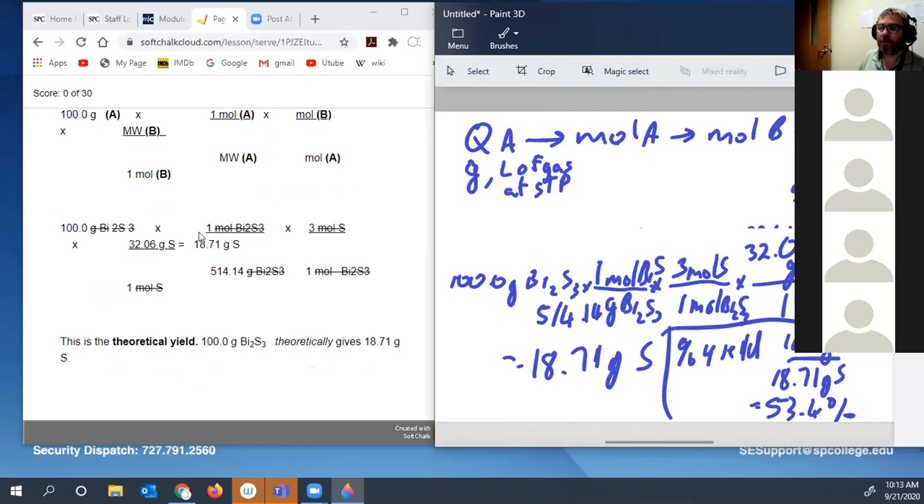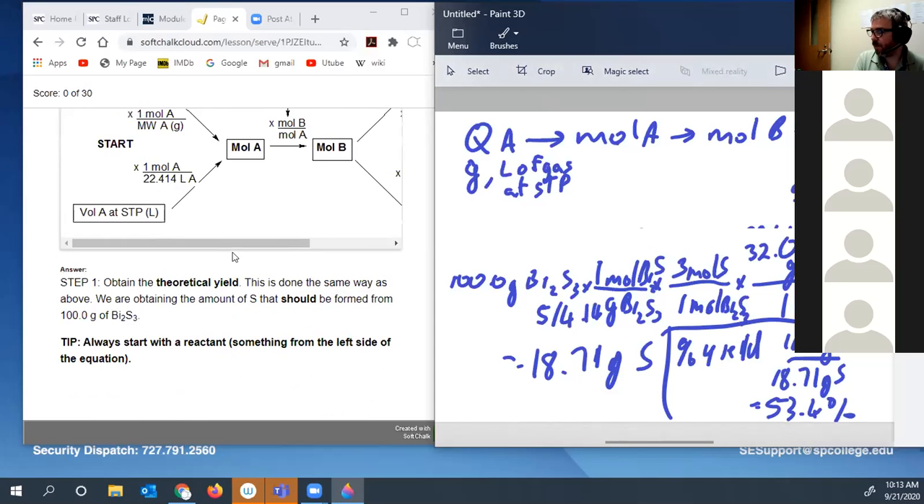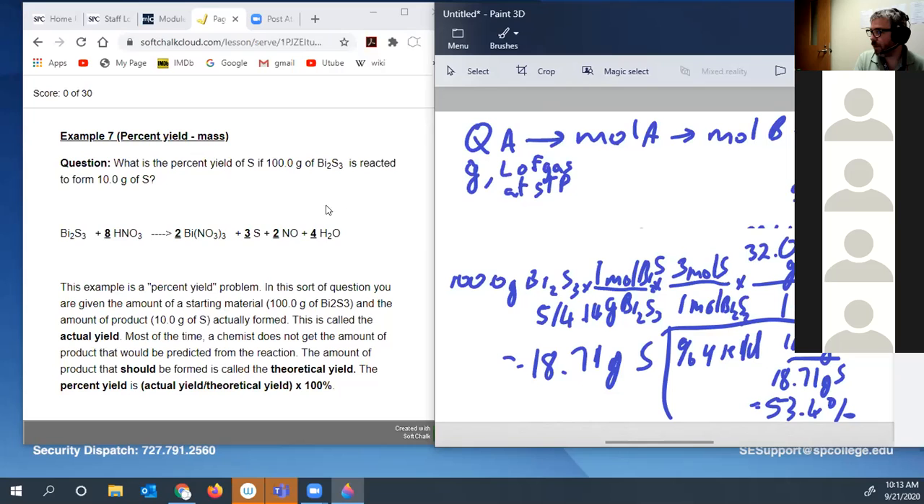So these percent yield problems always have two parts to them. The first thing you need to do is figure out how much you should have gotten, or the theoretical yield. And to do that, you're going to always start with a reactant and go towards a product. Now, what unit do you put on the product?